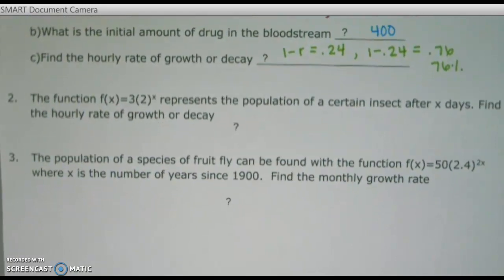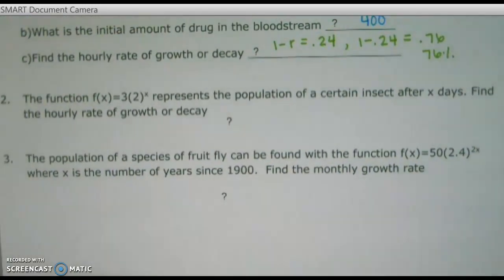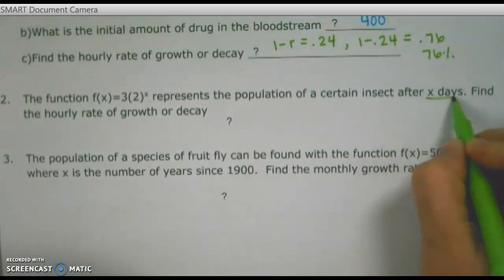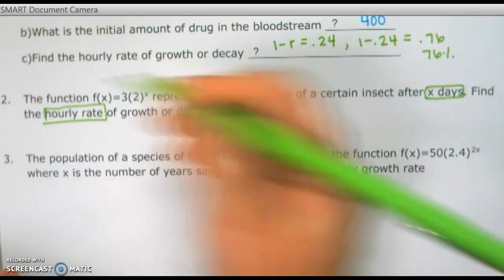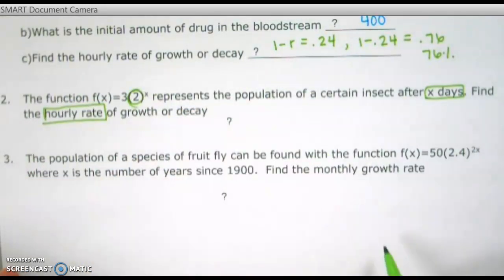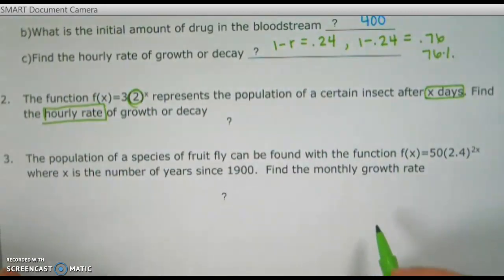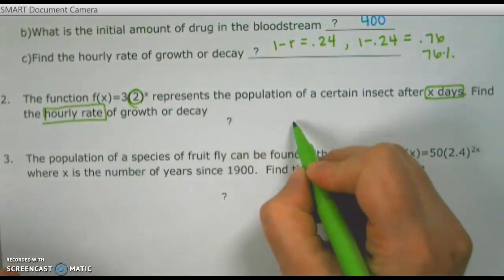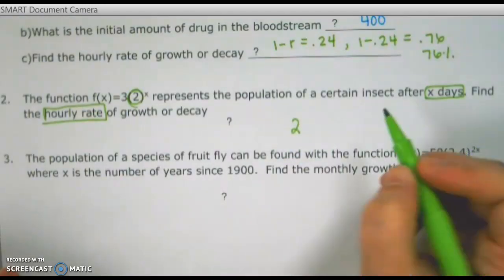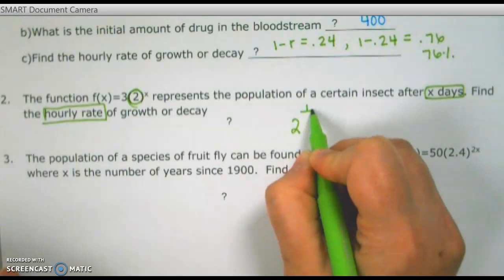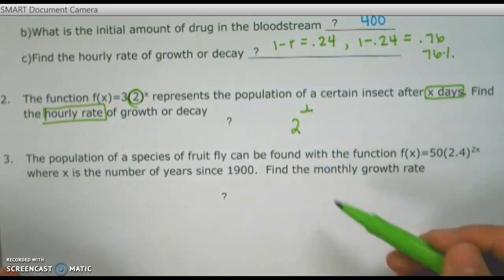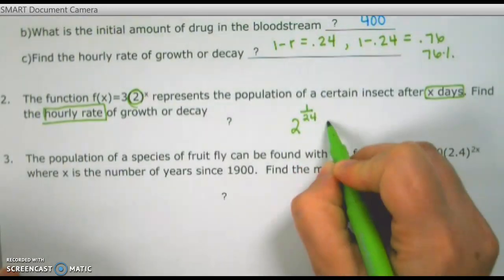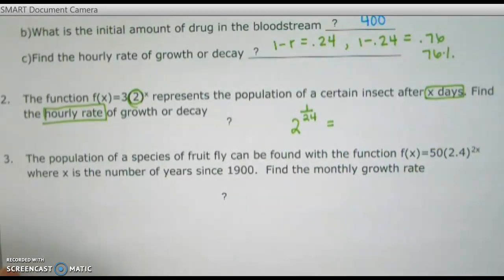All right, now number 2, your equation is the number of days, and we want to find the hourly rate. So we are going to have to convert, and all we care about when we're dealing with the rate is the base. We don't worry about the initial value. So because I'm going to have to make a conversion, your exponent is 1 over whatever your conversion is. For this, because I'm going from days to hours, there's 24 hours in a day. So I have to plug that in the calculator and figure out what that is. That's going to be the new base.